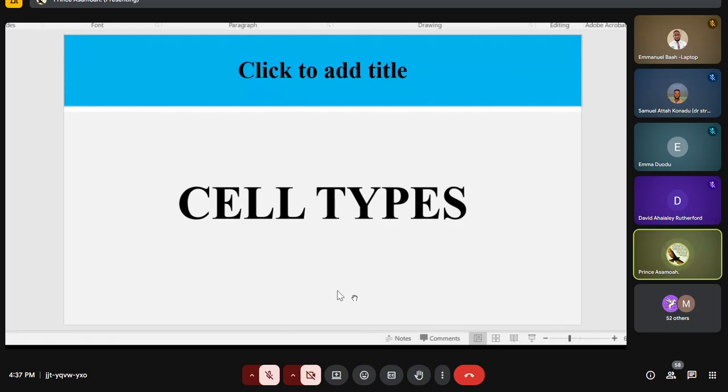Any more question, suggestion, contribution? Okay, so that's great. It means we are getting on. Now let's look at cell types.